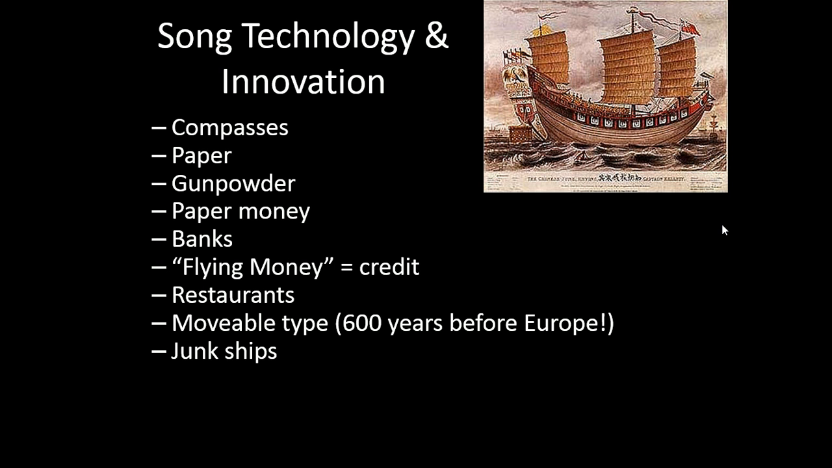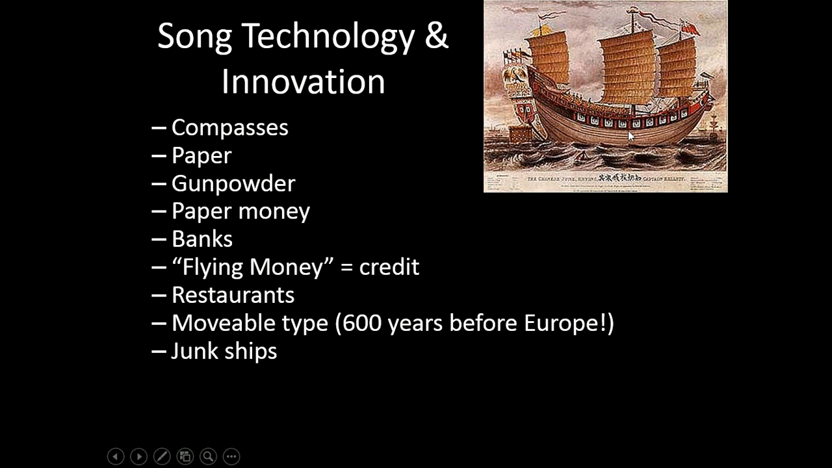Okay, let's talk about awesome stuff that the Tang Dynasty comes up with. Paper, gunpowder, compasses, paper money, banks, a credit system, which again they called flying money. They came up with restaurants, movable type, a good 600 years before Europe ever came up with movable type, and junk ships. And I've got a picture of a junk ship right up here.